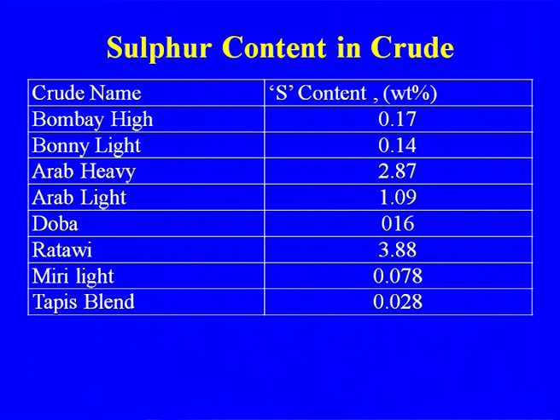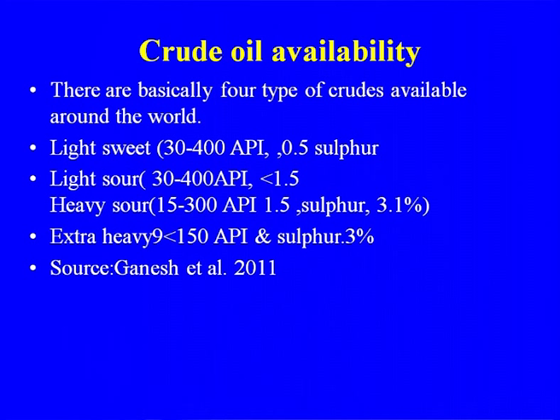This is the sulphur content of various crudes, indigenous crude and other crude. Here it is Bombay High 0.1, Bonny 0.1 or Heavy 2.87. So you can see the wide variation in the sulphur content in the crude. There are basically four types of crudes available around the world that we already discussed: light sweet, light sour, heavy sour, extra heavy sour. This is how the sulphur content and API gravity vary.